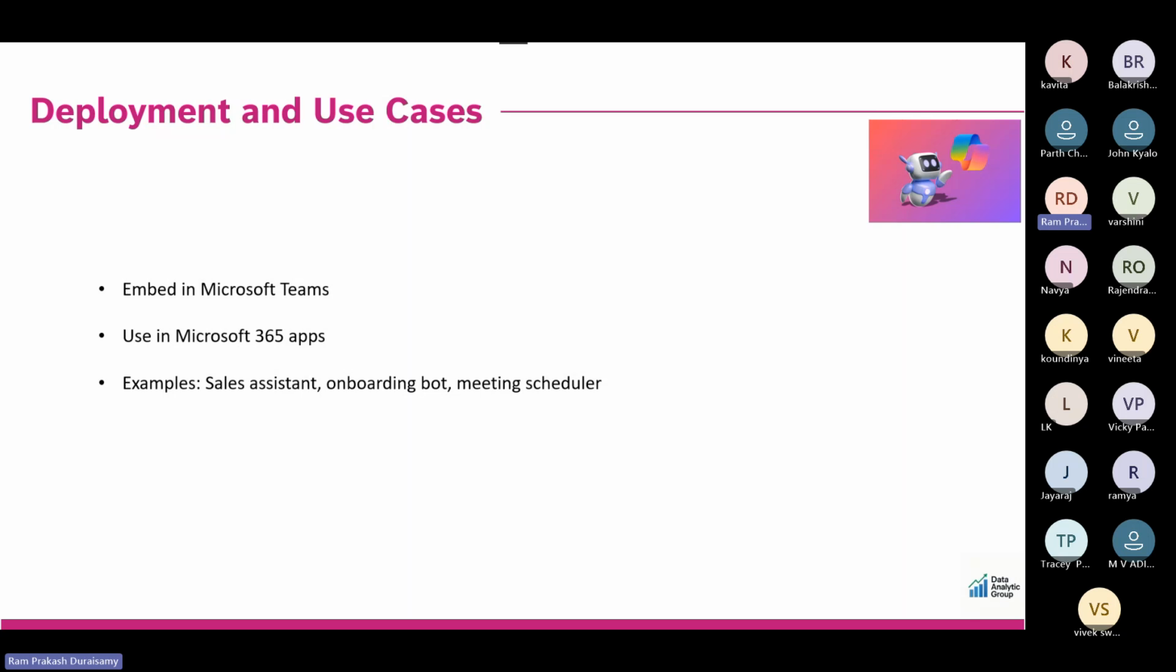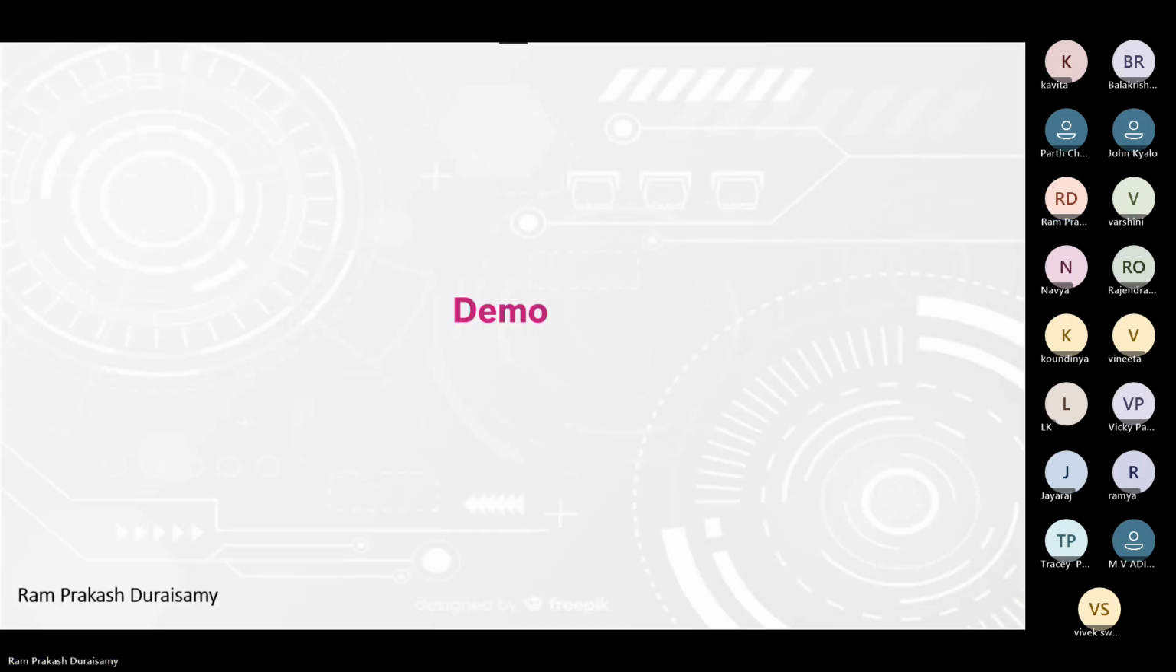So how we can deploy it is, as I said, we can just embed it and use it in Microsoft Teams, and we can use it in any 365 applications. Examples are a sales assistant, an onboarding bot, or a meeting scheduler. You can just directly use it. So now let's quickly jump into the demo so that we can see how it works.